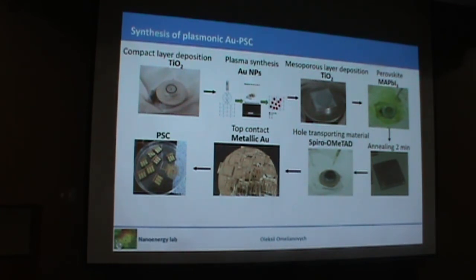After that, the hole transporting layer, which is spiro-OMeTAD, is deposited using spin coating, and it is concluded with top contact deposition, where metallic gold is evaporated on the top of the perovskite solar cells, and there was a mask. And here you can see the mask that was used during the evaporation and the images of the as-made perovskite solar cells.